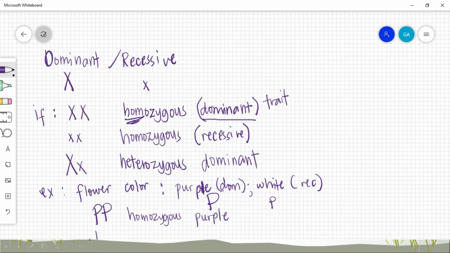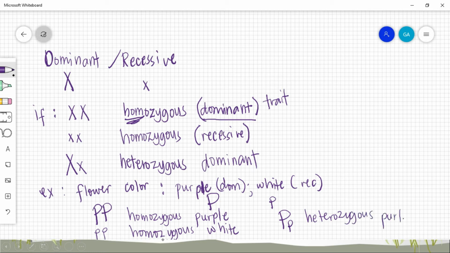If we're going to write it both small letter p, that is homozygous white, because both are small letters. But if we're going to write it as capital letter P and small letter p, that is heterozygous purple. So, I hope you won't get confused with this. Homozygous dominant or homozygous recessive. If it is heterozygous, then you follow what is dominant. Okay? I hope you understand that.